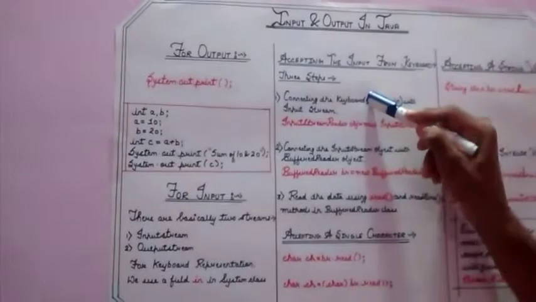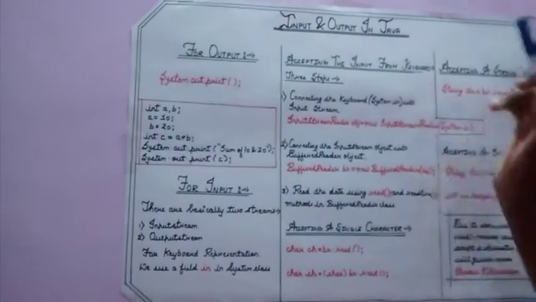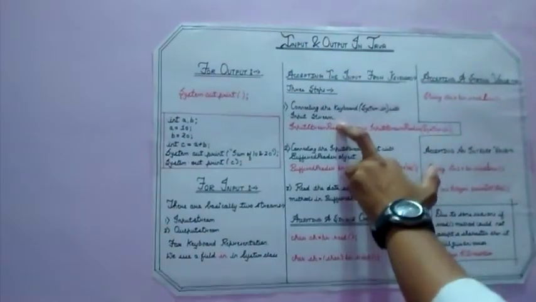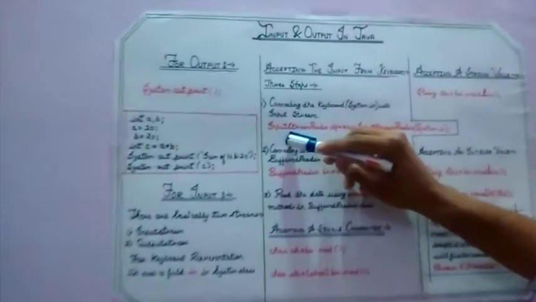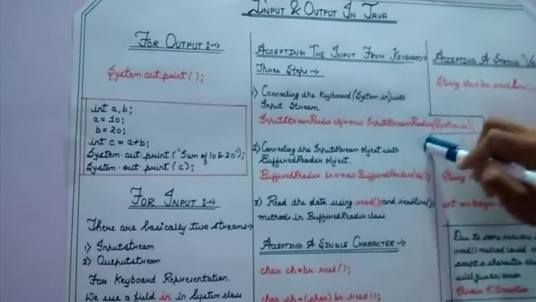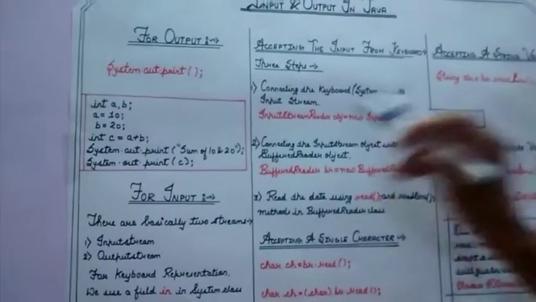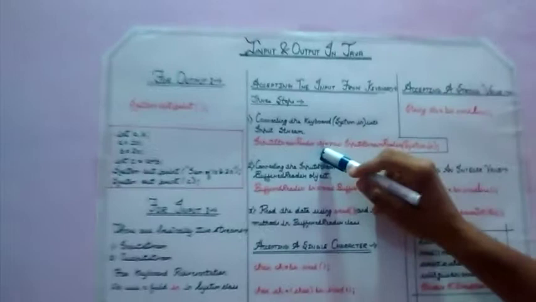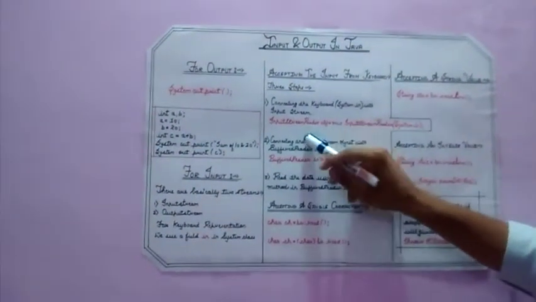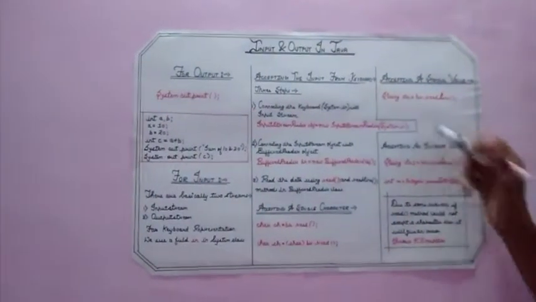Now, accepting the input from the keyboard includes three steps. Three steps, very simple and easy. First, as we are using a keyboard as an input device, we have to connect it with the input stream. For this, I have written InputStreamReader obj = new InputStreamReader(System.in). Here, I have created an object, that is obj, of the InputStreamReader class, and connected it with System.in, that is our keyboard.